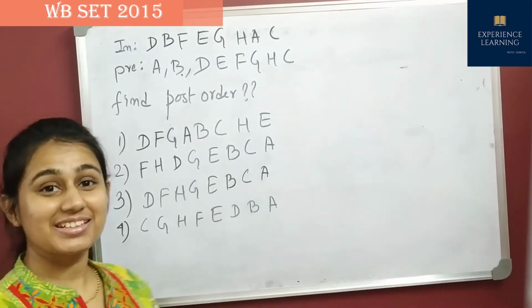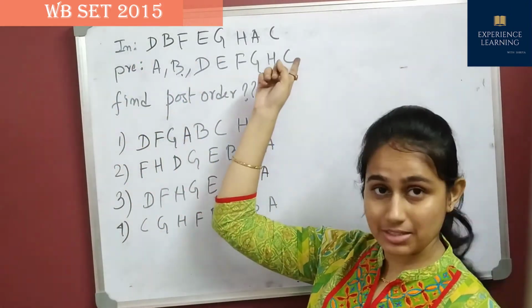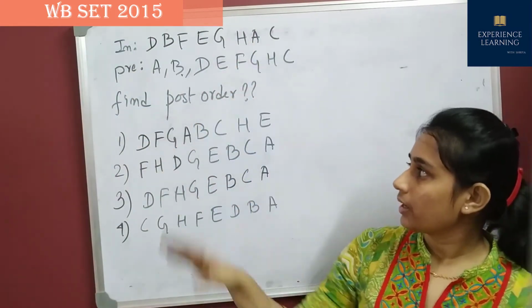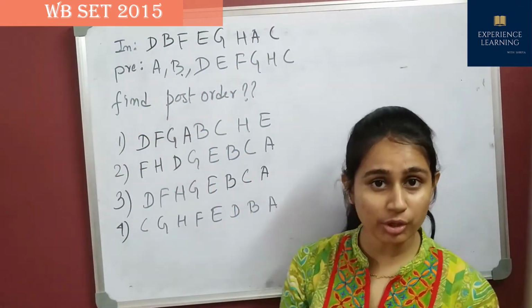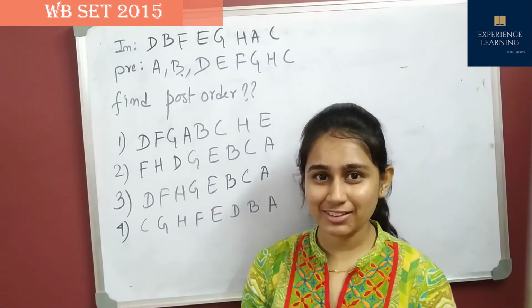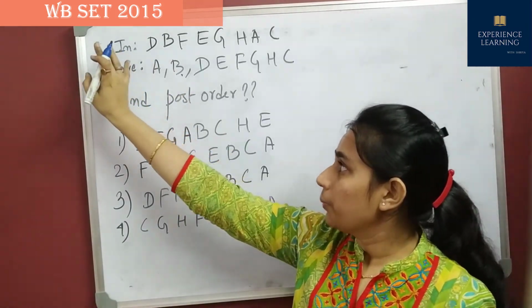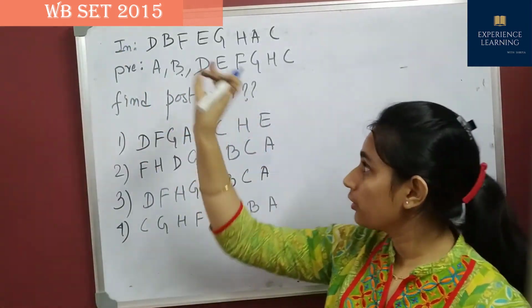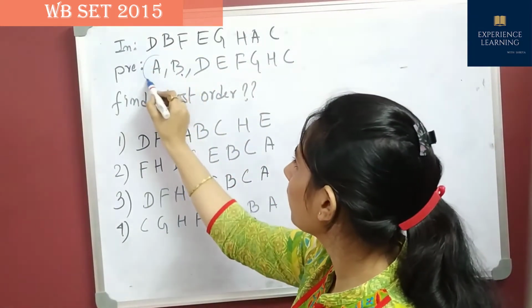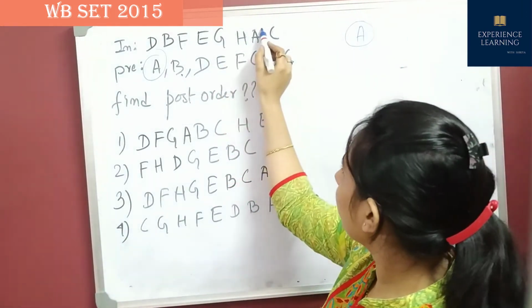Okay, next question. Here it is given that the in-order traversal is this and the pre-order traversal is given, and you have to find the post-order traversal. Options are given. Okay, let's start. As you know, in the case of pre-order, the first one is the node. So here A is the root node. Find the A here.